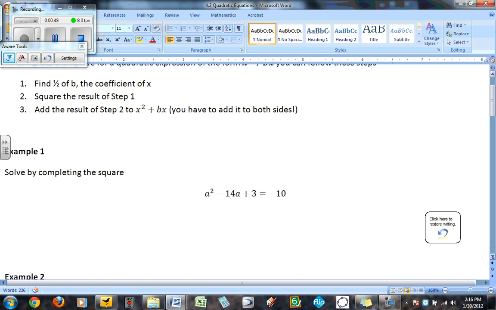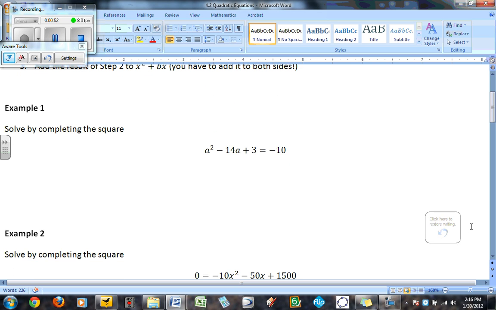So it says solve by completing the square. First of all, we have to get it into where it has a squared term and just a normal term, so we're going to subtract this 3 over. So I'm going to have a squared minus 14a, and when I subtract it over, I'm going to get negative 13 over here. All right. So completing the square says to find half of this, which would be 7, and square it, which is a positive 49.